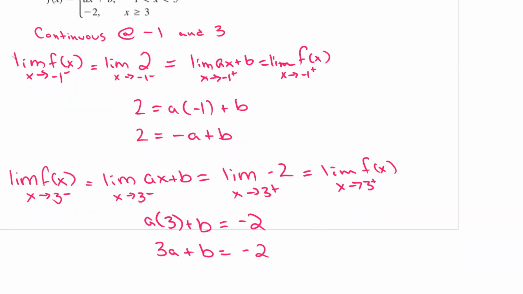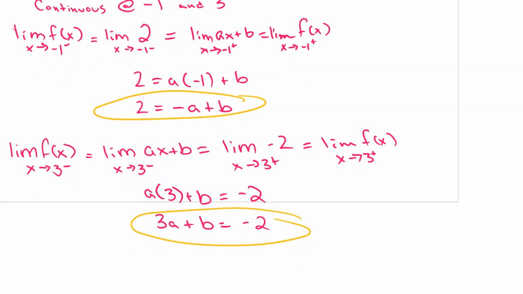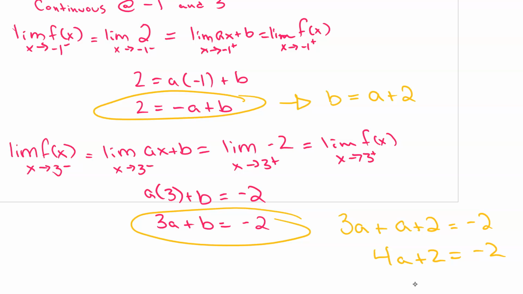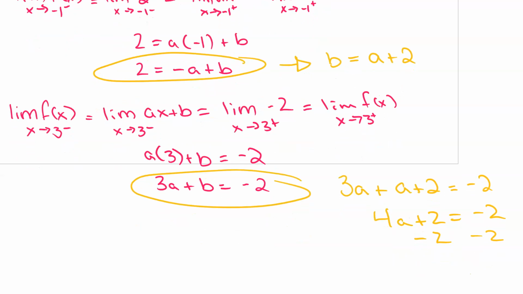So now I'm using this equation here and this equation here to figure out the values of a and b. So I'm going to do substitution just because I'm partial to substitution and I like that. So if I do substitution here, I solve for b, I would get b equals a plus 2. And then I'm going to substitute that into my second equation. So instead, I'm going to have 3a plus, instead of b, I'm going to put a plus 2 equals -2. 4a plus 2 equals -2. You could also write them above each other and do elimination. It's really your call.